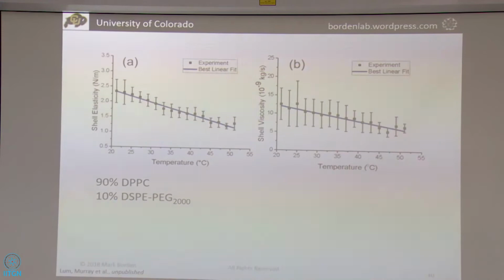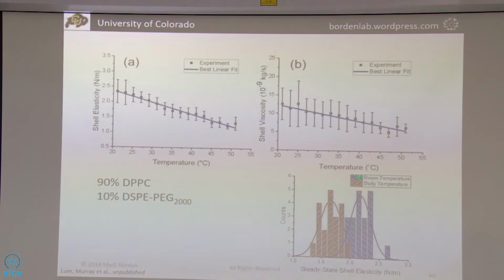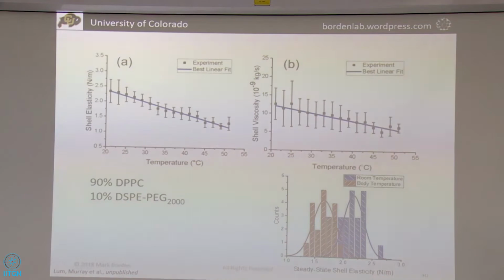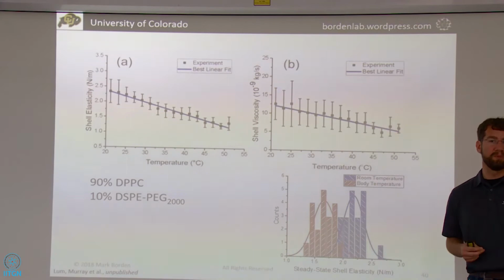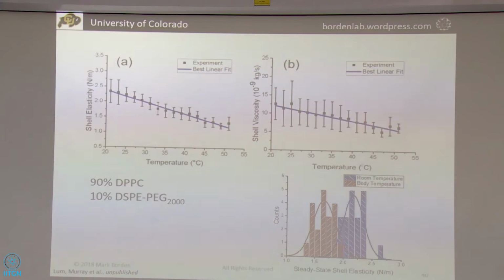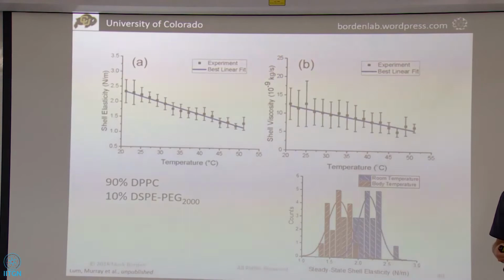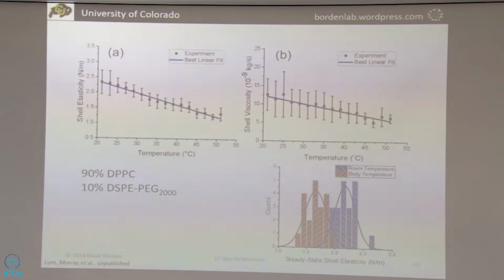The take-home point here is that if you look at room temperature and body temperature, the elasticity statistically significantly decreases. So the bubble becomes softer, its resonant frequency drops when you heat it from room temperature to body temperature. So the moral of the story is, be careful about where you do your measurements, and if you're trying to design something that resonates in the body, you need to match that resonant frequency to the right temperature. It makes sense, right? The material properties are a function of temperature, and the elasticity should be a function of temperature.